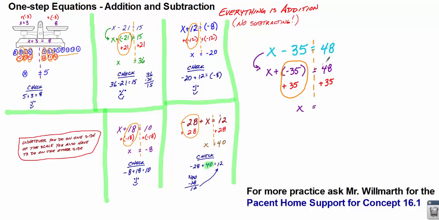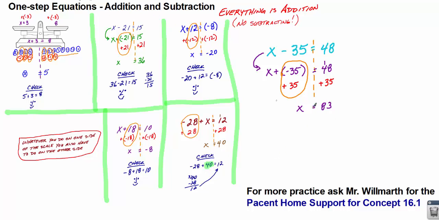48 and 35, well, 8 and 5 is 13, carry a 1. 5 and 3 more, 83. I could probably do a better job on that 8. Let me see. Yeah, a little bit better. All right, 83.